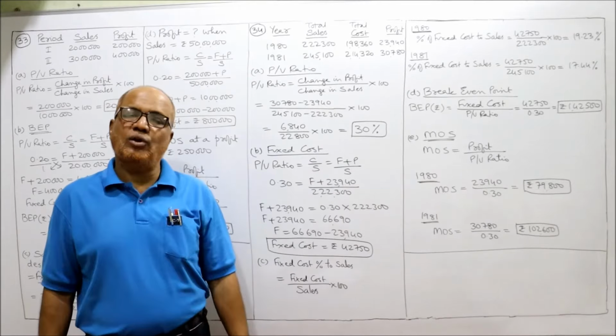2,22,300. Here I am taking 2,22,300 into 100. 19.23 is the percentage of fixed cost on sales for the first year. Second year, same way, 19.81 is the percentage of fixed cost on sales.